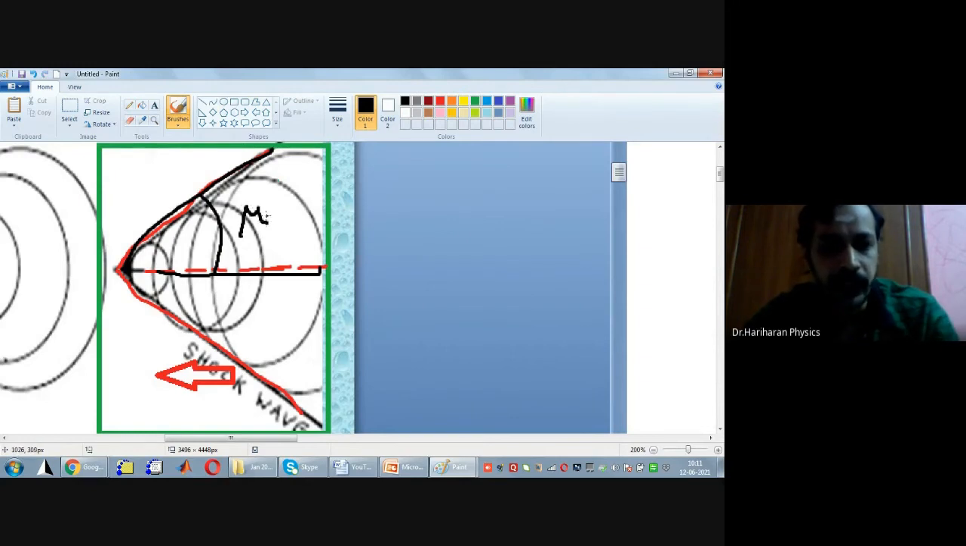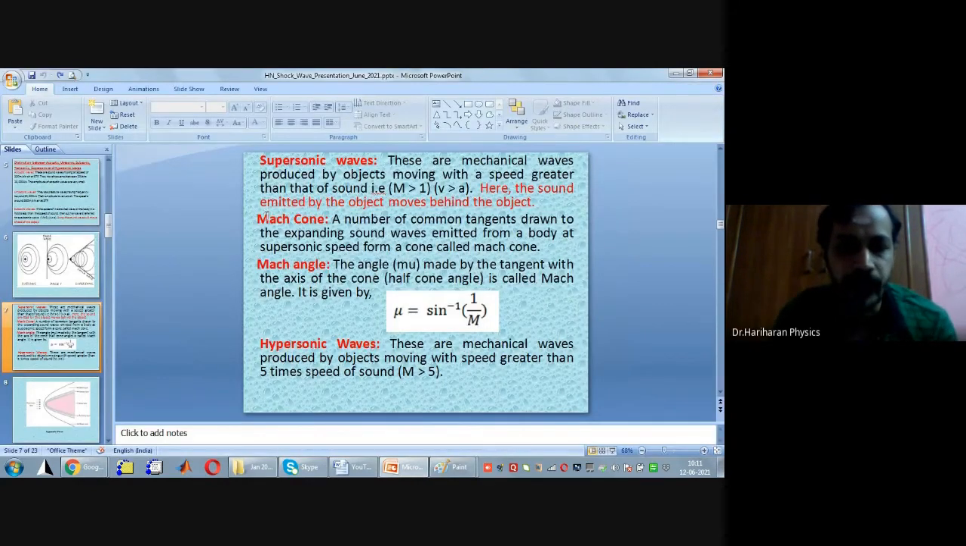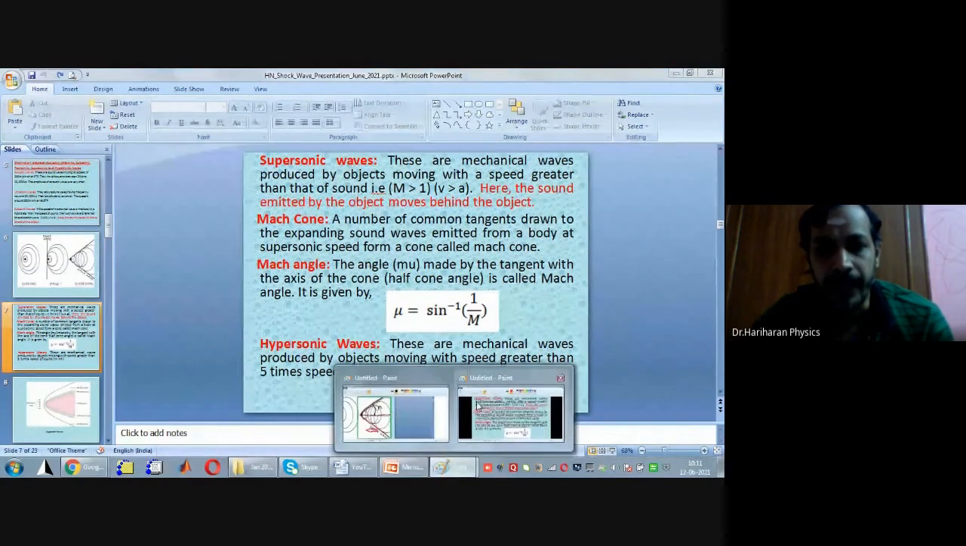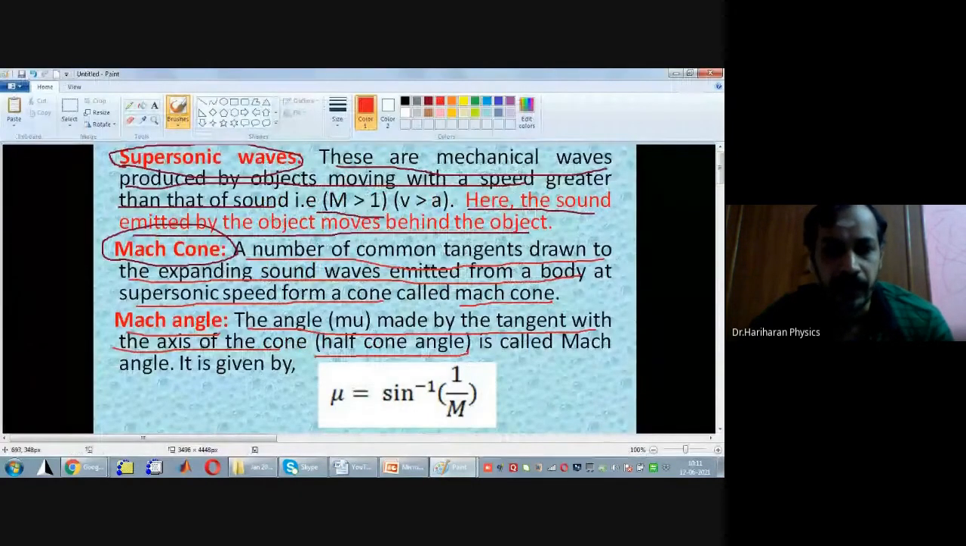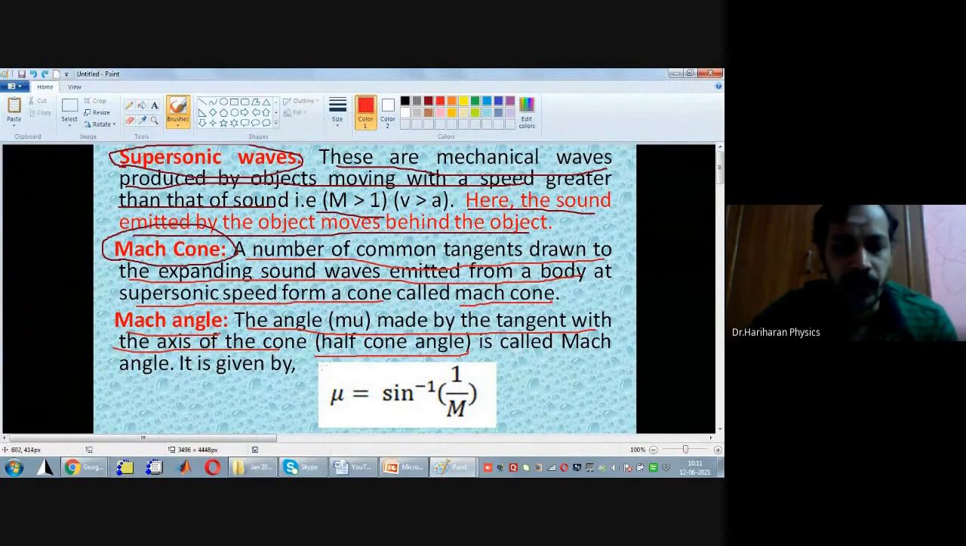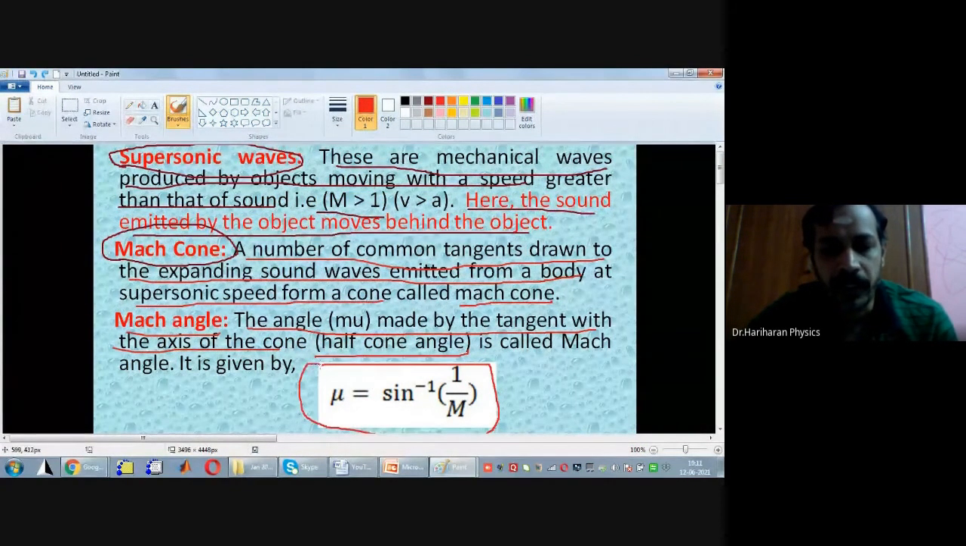Okay. So this Mach angle will be related to the speed of the object, which means it will be related to the Mach number. Therefore, the formula for Mach angle is mu equal to sine inverse of 1 by M, or sine mu is equal to 1 by M. Okay, so therefore this is a formula.